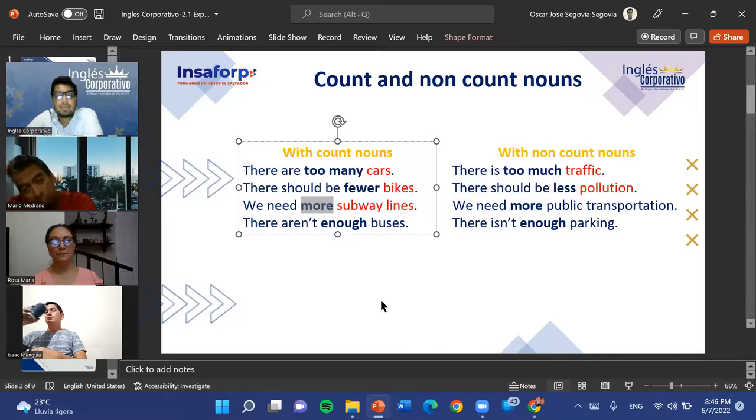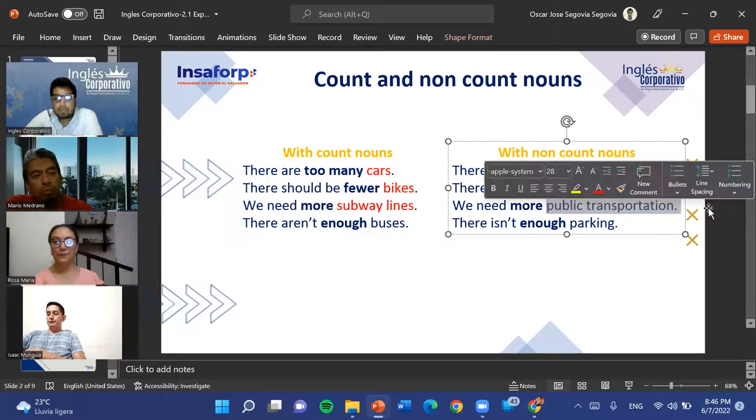More is one of the few words that can be used for both with countable and with non-countable. Sí, el more se puede utilizar en ambos casos. No se inventaron otra palabra, como en el caso de fewer y less, o sea que fewer es solo para countables y less es para non-countables. En el caso de more, se utiliza para ambos. So we need more subway lines, or in this case, we need more public transportation.